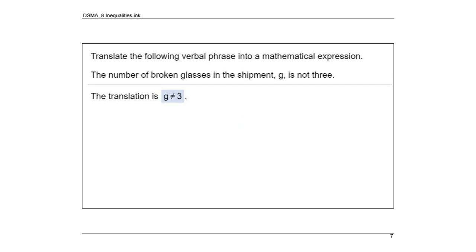All right, the number of broken glasses in a shipment G, our variable is G, is not 3. It doesn't say less than, doesn't say greater than, it says is not. So we're going to use an equal sign with a slash through it to denote that G is not equal to 3.